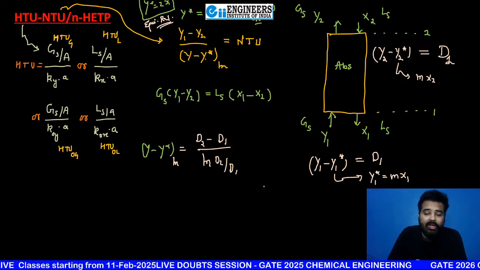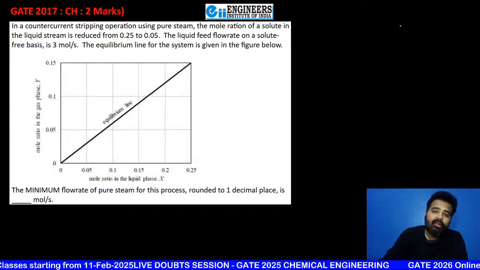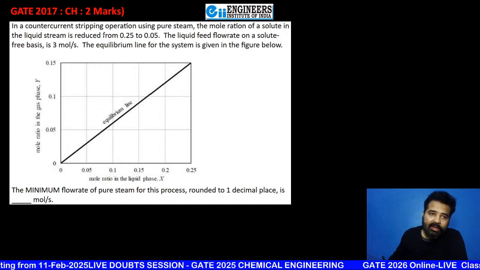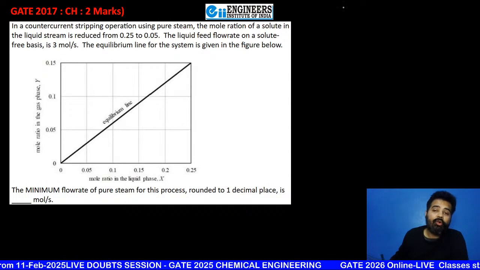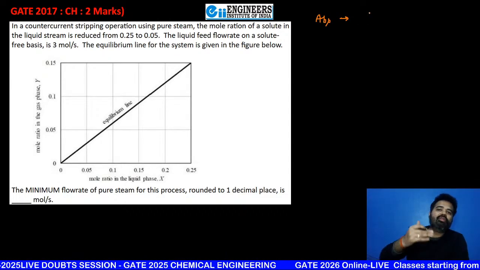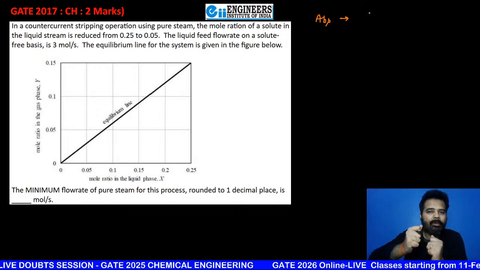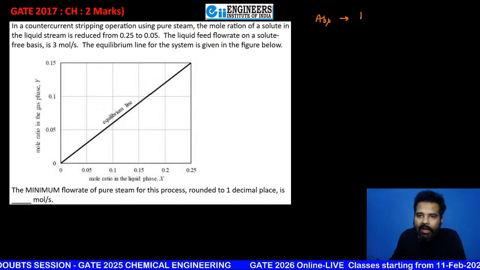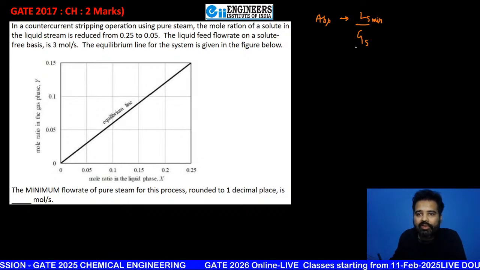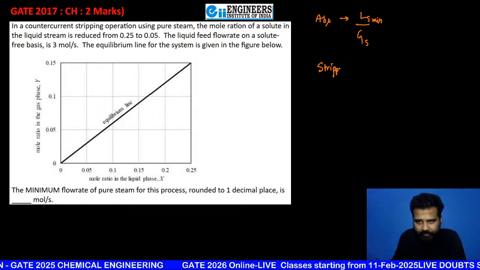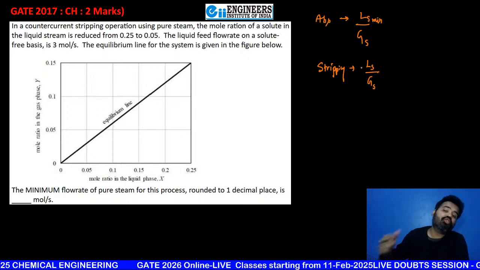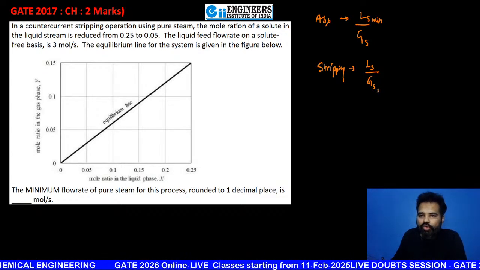And one more thing, see this beautiful numerical based upon that one, so just focus here. 2017, 2 marks: in a counter current stripping operation using pure stream. As I told you, if it is an absorption case, then the value at the exit of solvent will be in equilibrium for minimum requirement of solvent. So LS by GS should be minimum solvent. Similarly, in stripping, what is our solvent? Now gas is our solvent. You want to extract solute from liquid with the help of some gaseous solvent. So here you want to calculate GS minimum.